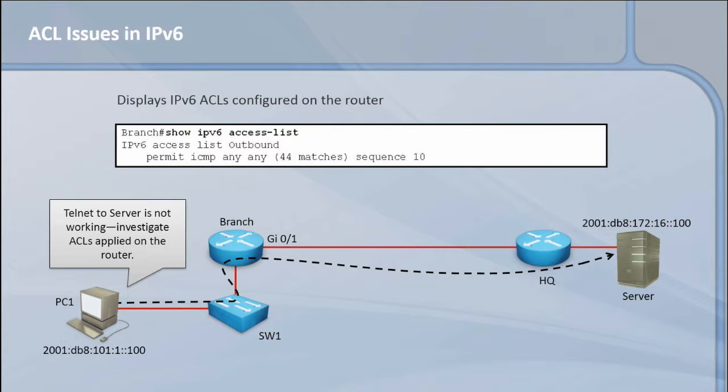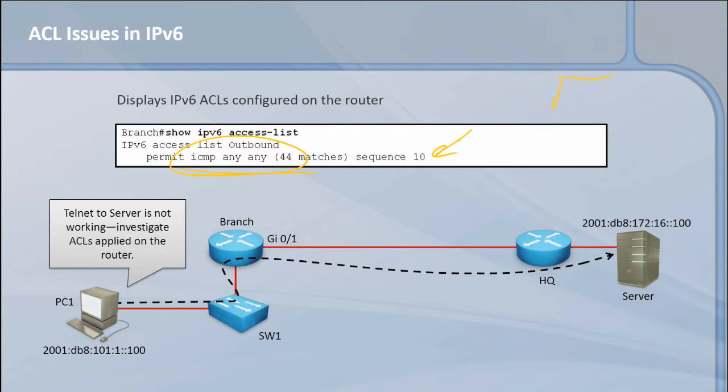As far as ACL issues in IPv6, I mentioned earlier, you've got to watch ICMP. Make sure we permit this. In this scenario, they're only allowing ICMP, so obviously Telnet wouldn't work. We need to support TCP as well as UDP.